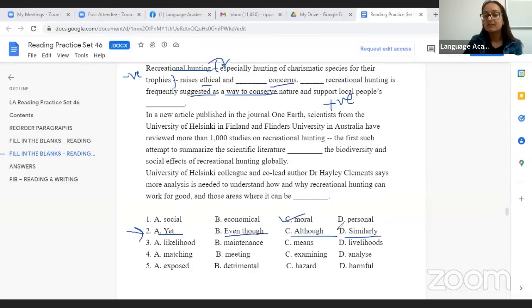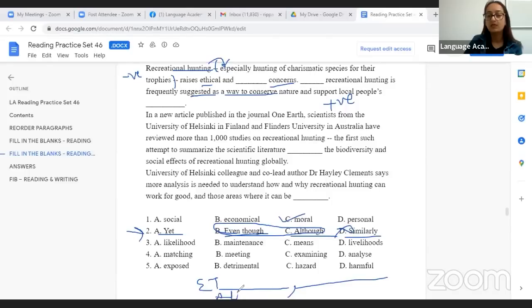So we cannot say similarly. That is the first thing we have to eliminate. For even though and although, both of them you could have even eliminated first than similarly, because even though and although can come when you have even though, a phrase, a comma, and then another phrase. Same goes with although.